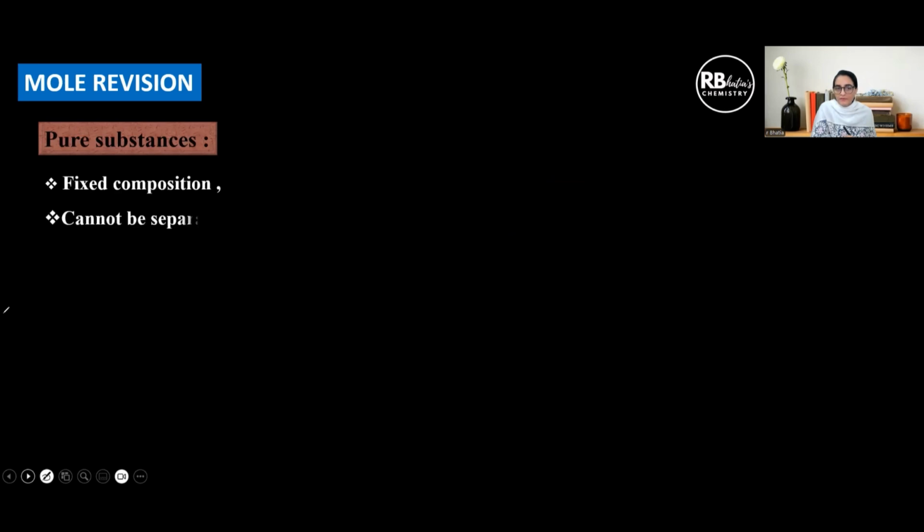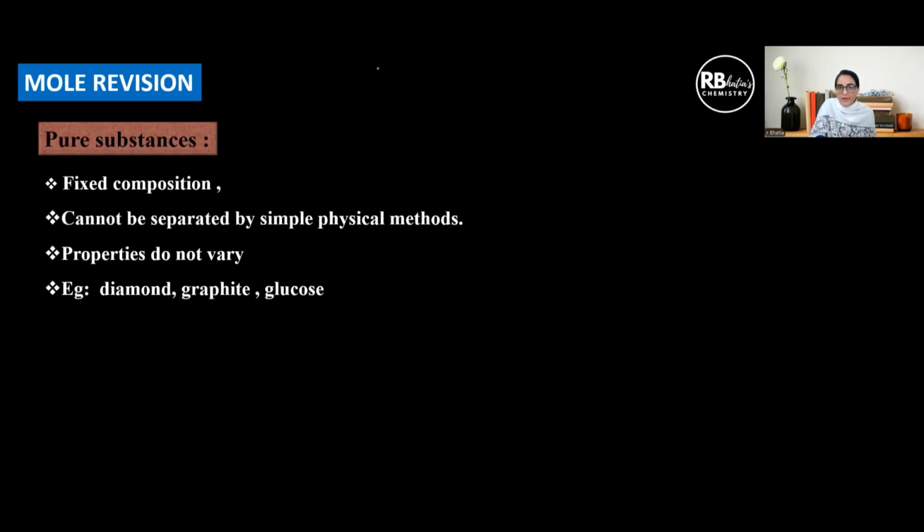Now, pure substances have fixed composition. They cannot be separated into anything simpler by any simple physical methods. Properties do not vary. Diamond is an example of an element; graphite is an example of an element; glucose is an example of a compound. Diamond is made up of so many carbon atoms joined together, right? So we cannot break carbon into anything simpler by simple physical methods.